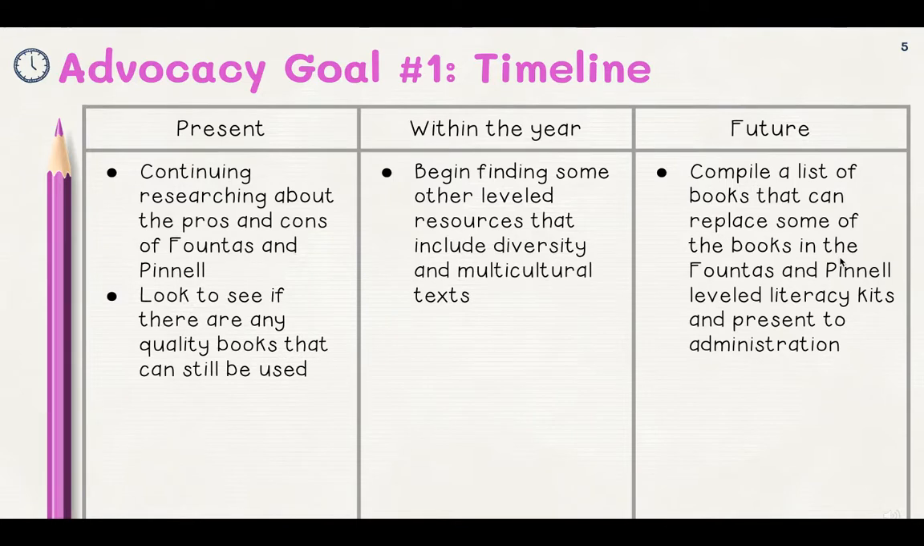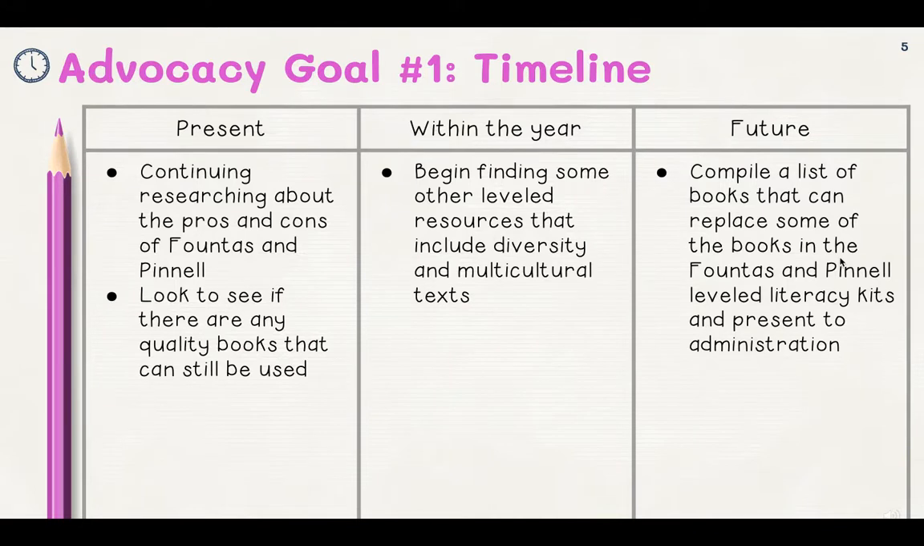And within the year, I want to begin finding some other leveled resources that include diversity and multicultural texts. We do have some online resources that I'll talk about in a little bit. I think it'd be great if we could find some other texts that celebrate diversity that we could substitute out for some of those books in the Fountas and Pinnell kit.